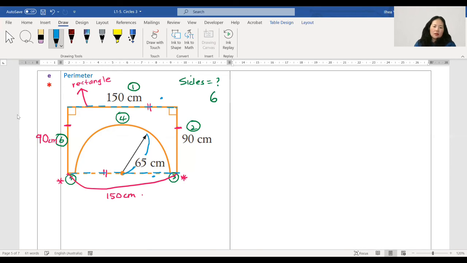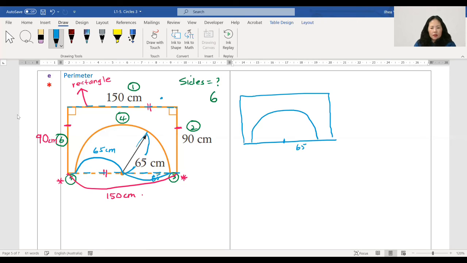Radius is 65. Okay, so that's radius 65 here. And that means that is also 65 centimeters. And that is also 65 meters. Okay, so I'm just going to sketch this again. That's a 65 here. Okay, and the whole thing here is 150 meters.